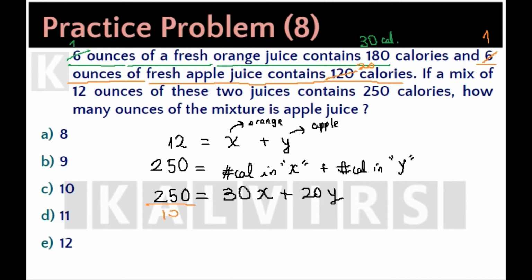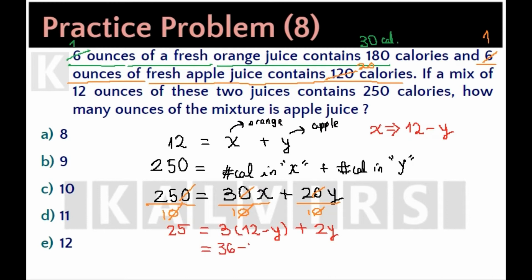We can divide everything by 10, and substitute X for 12 minus Y. 3 times 12 minus Y plus 2 times Y equals 25. And finally solve for Y. 36 minus 3 times Y plus 2 times Y equals 25. And finally Y equals 11. Choice D is correct.